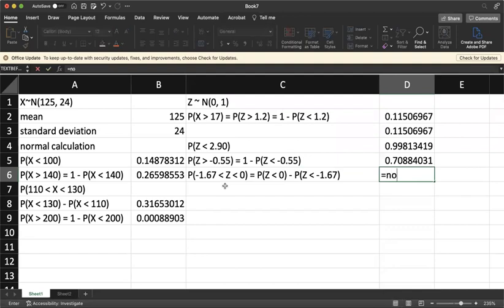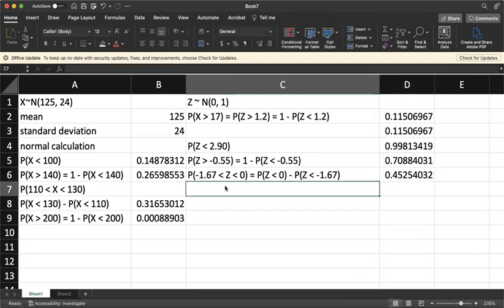So we're going to type in equals norm.dist, 0 came first, 0, 1, true. We're going to subtract off norm.dist of negative 1.67, comma 0, comma 1, comma true. And that will give us the 0.4525 value that you saw in the PowerPoint slide 22.